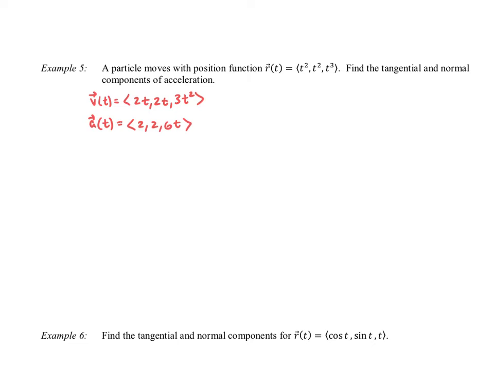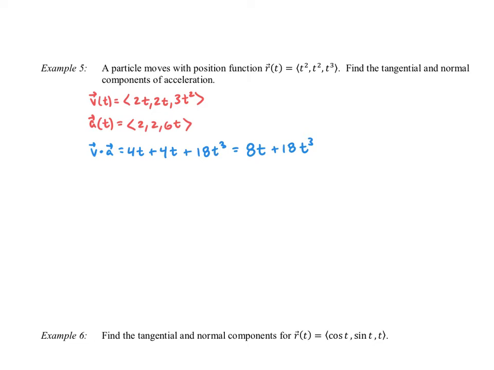Now we're going to calculate both the dot product of these two and the cross product of these two based on our formulas. So let's do the dot product first. Here we get 2 times 2t, so we get 4t, and then plus 4t again, and then we have 18t to the third. We can simplify this to be 8t plus 18t cubed. So there's our dot product. We'll use that for the tangent component of acceleration.